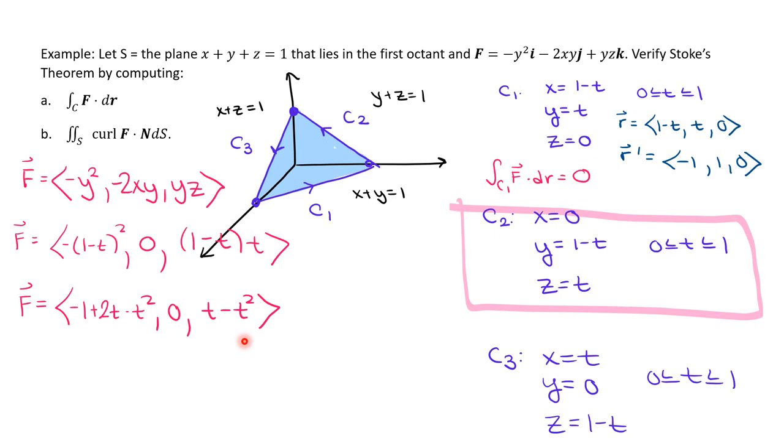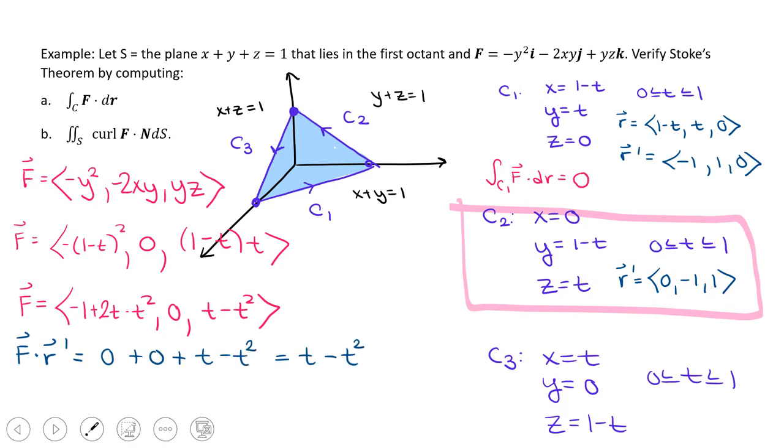So we got our vector field. Now we got to find our r prime, so we can do F dot r prime. And the r is given by my parametric equations. So the derivative of each: the derivative of 0 is 0, the derivative of the y is negative 1, and the derivative of my z expression is 1. So I'm going to take F dotted with r prime.